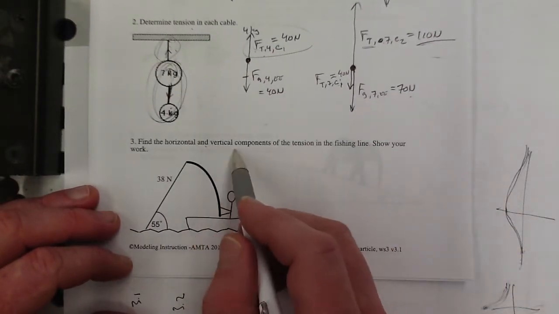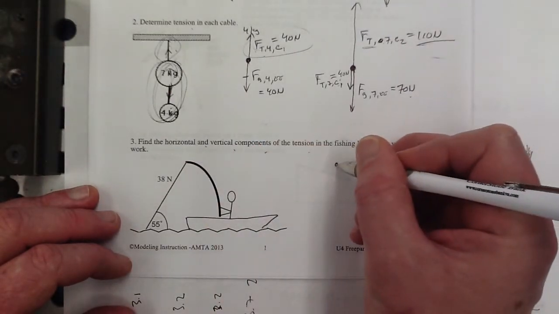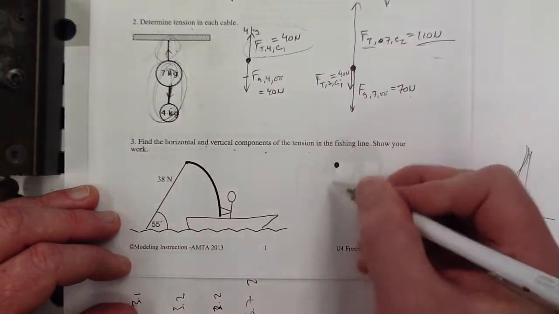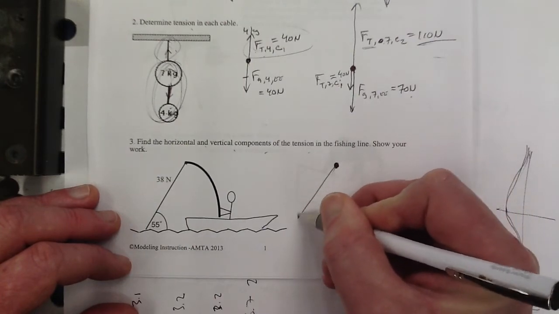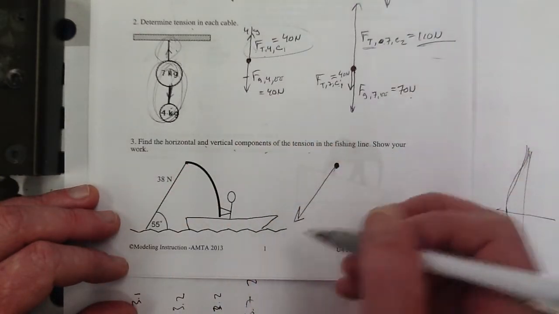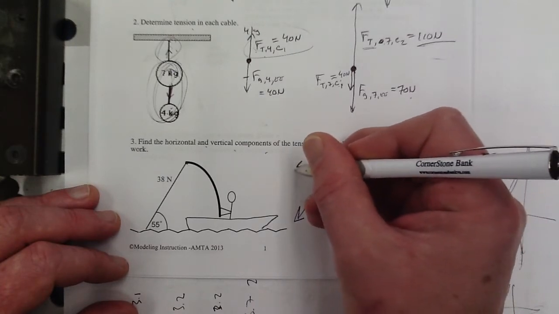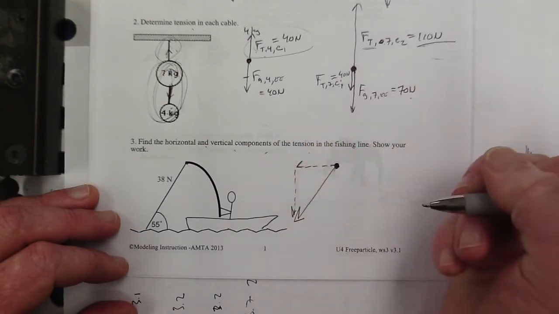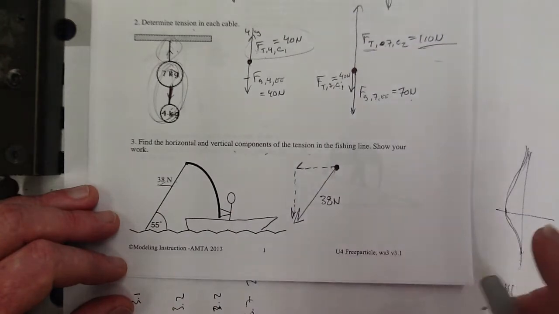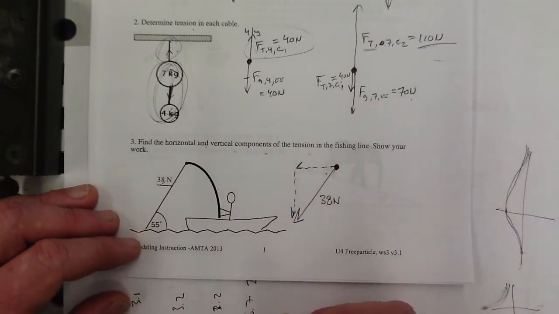Here, find the horizontal and vertical components of the tension in the fishing line. So I'm going to make a force diagram of the rod from the top of the rod here. Now, there's a tension force pulling this way, right? And all we're doing here is just breaking this up into its components. So I'm going to make the X component and the Y component like this. This is 38 newtons, right? And what's this angle? Is it 55? Is it the same as this, or is it 35, or what?